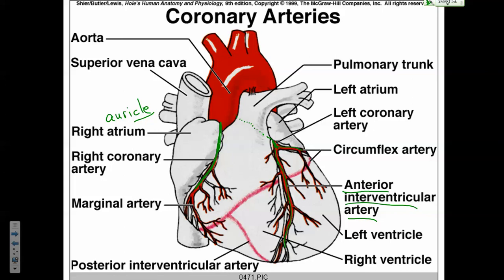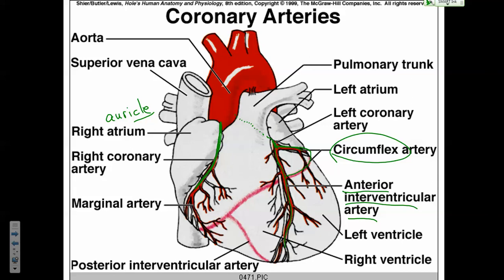All right, the other fork of the left coronary goes in between the left atrium and left ventricle and continues on around the back side of the heart. It's called the circumflex. It forms a circle. So it supplies the left atrium and left ventricle as it branches.